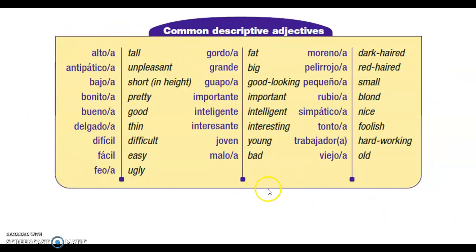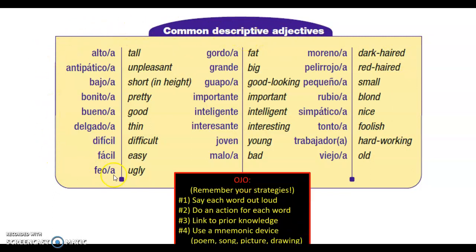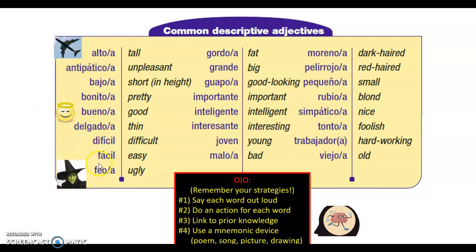So here are some common descriptive adjectives that you're responsible for. I'm not going to help you memorize all of these, so please be sure to use your strategies. Say the words out loud, do an action for the word, link them to prior knowledge, use some kind of mnemonic device like a poem or a song or a drawing. Help your brain memorize these. For example, when I see the word alto, I think of altitude or an airplane flying up high. Alto. Bueno, you could make yourself flashcards with pictures on them or use Quizlet.